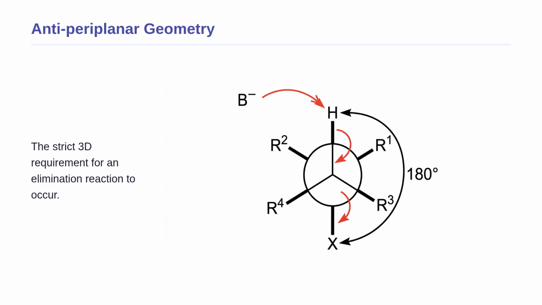Let us visualize this strict requirement with a diagram. Here, you're looking at a Newman projection showing the anti-periplanar geometry. Notice the central circle representing the carbon-carbon bond axis. The leaving group, labeled X, points straight down. Exactly opposite to it, pointing straight up, is the hydrogen atom, labeled H. The red arrows show the base attacking the hydrogen and the electrons flowing down to kick out the leaving group. The 180-degree angle between them is the critical feature. This perfect opposite alignment is what allows the electron clouds to flow smoothly and form the new double bond.